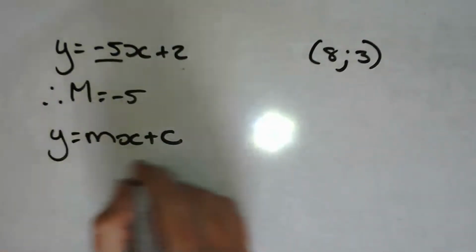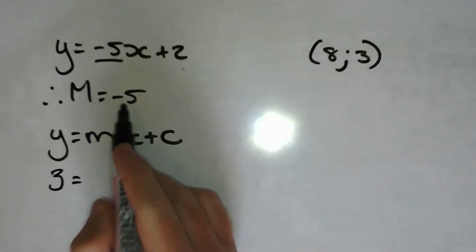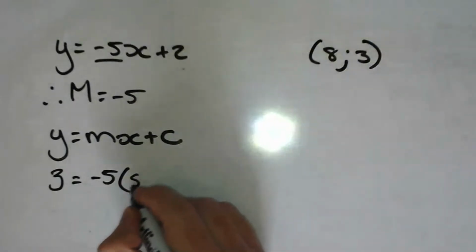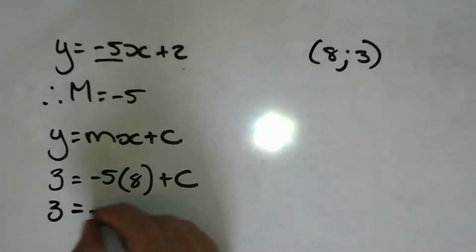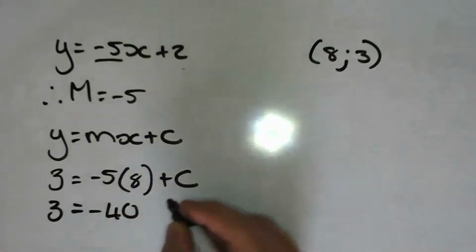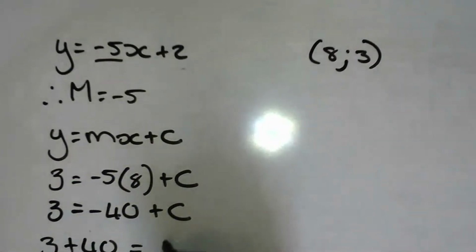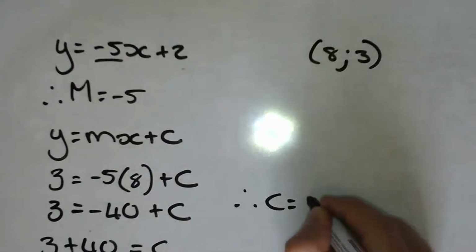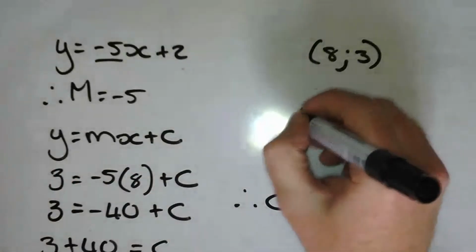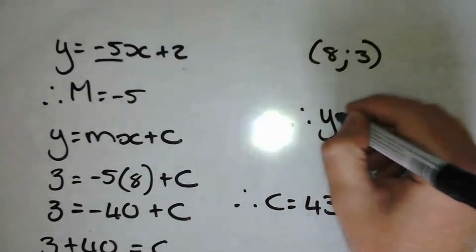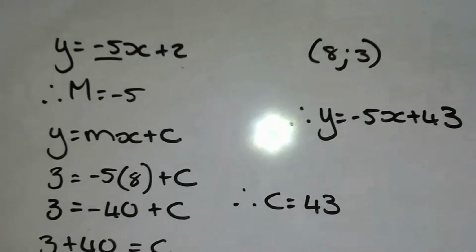So when we work with y equals mx plus c, y is equal to 3, so we put 3 in. We've determined that the gradient is negative 5 and the x value is 8 plus c. So we've got 3, negative and a positive is negative. 5 times 8 is 40 plus c. Carry the 40 over, so you get 3 plus 40, which is equal to c. So therefore, c is equal to 43. So the line that runs parallel with this equation would be y equals negative 5x plus 43 in this case.